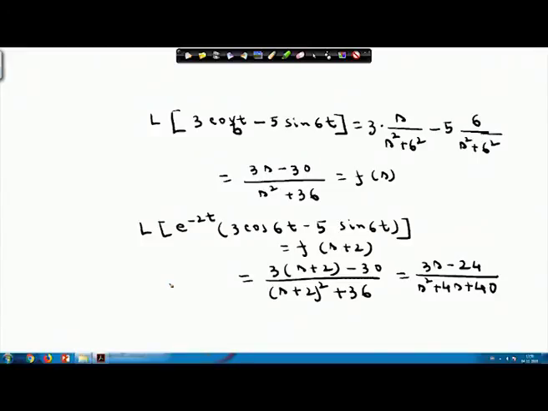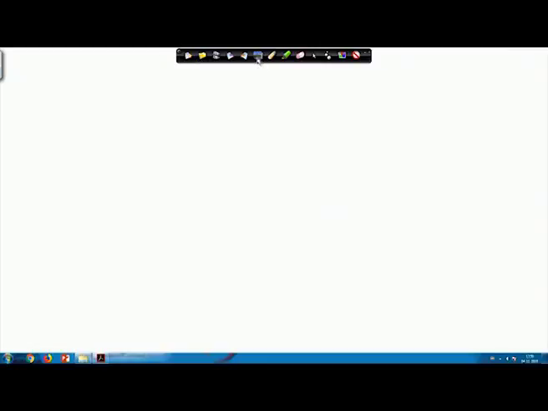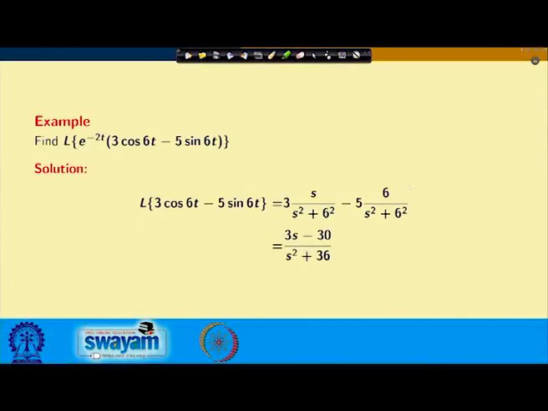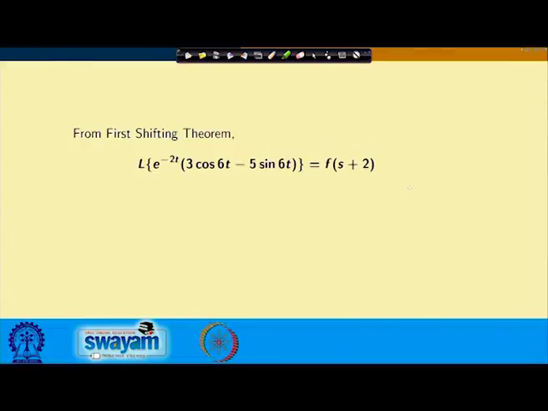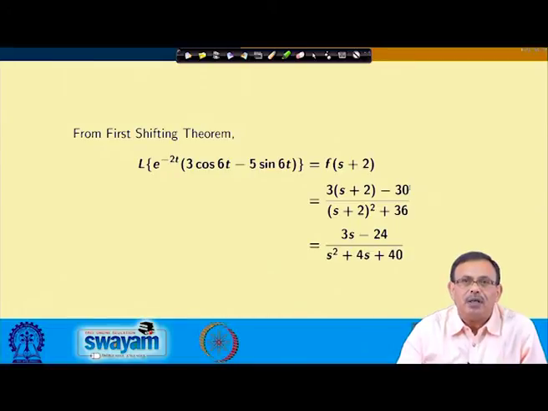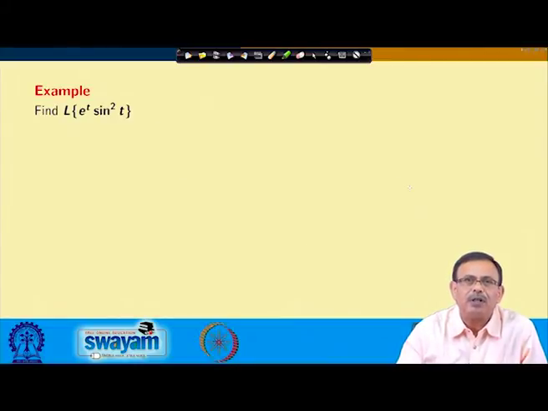Using a simple property in a simple way, I am finding the Laplace transform of various functions. And this is the case here. Simply we are going through this, and once we go through this, we obtain the solution as this one. So, the ultimate result is (3s minus 24) by (s square plus 4s plus 40).